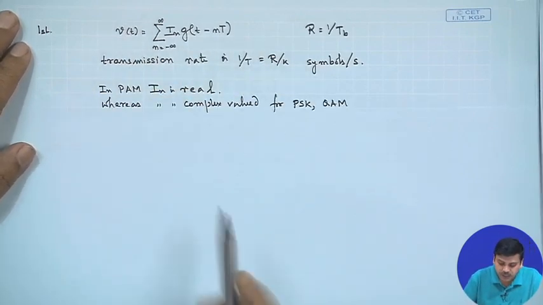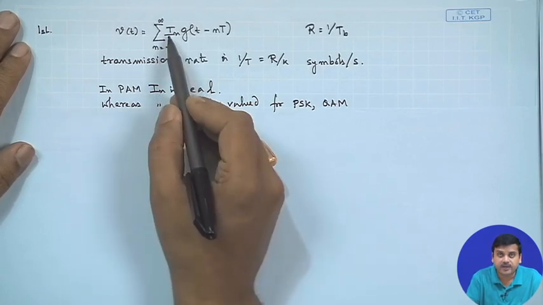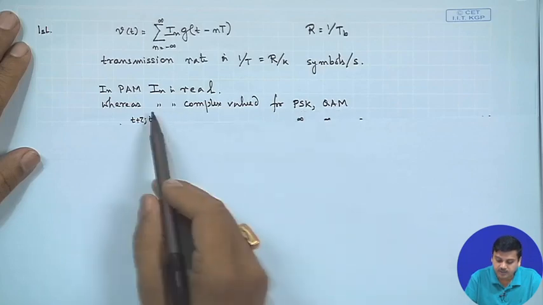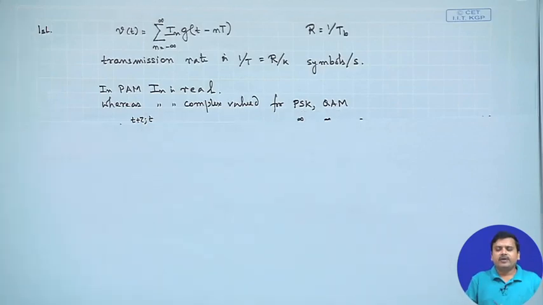In case of PAM, In is real, which we have already seen, whereas in case of PSK and QAM, it can be complex valued, and you could easily separate them into the I channel and Q channel, and write it as In times g of something plus j times another term with g of t minus nT, and things like that. You have already seen such an expression when we did study MSK. So, this is also not new to you.